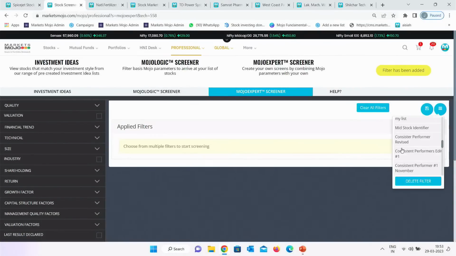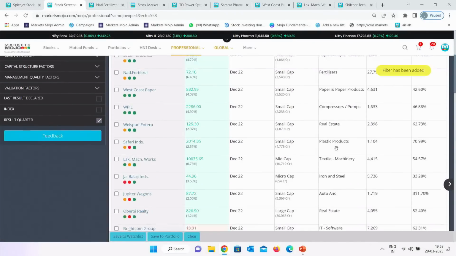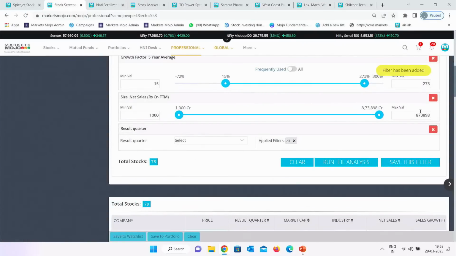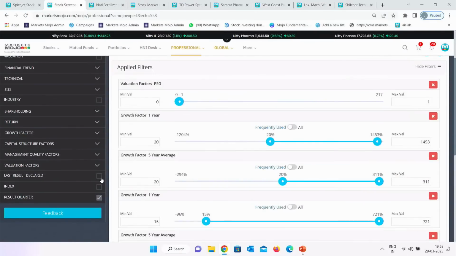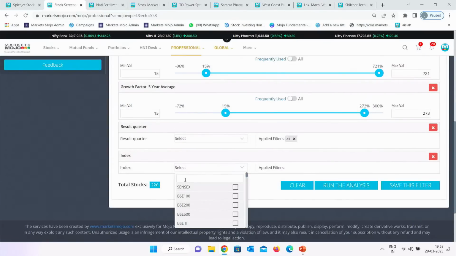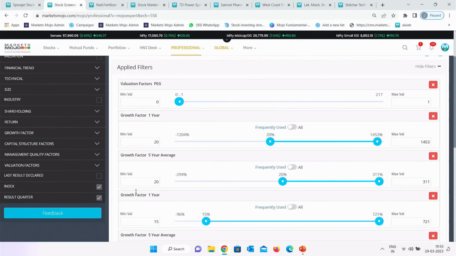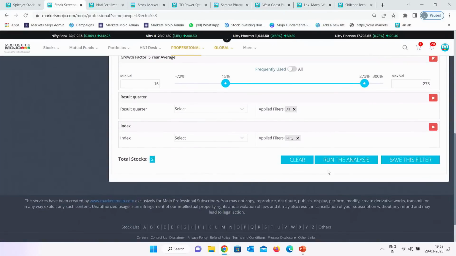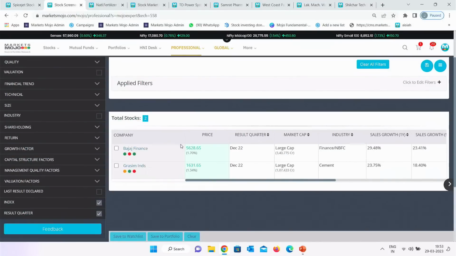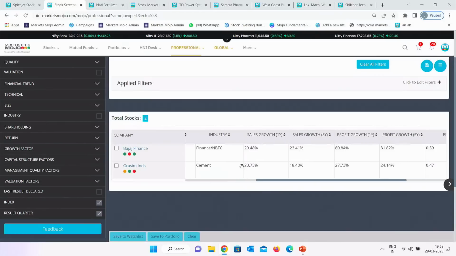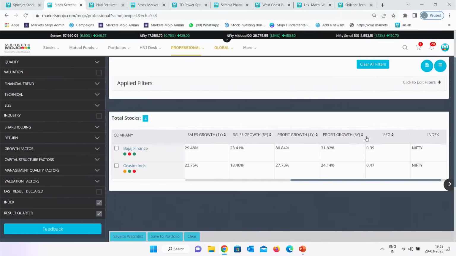So I'll select the pure GARP approach I made over here. Okay, I'll just remove this sales filter. Now you said Nifty 50, so I'll go to index and select Nifty 50. Two stocks. Two stocks in Nifty 50 follow this approach. Let's look at them. So we have Grasim, we have Bajaj. Now both of them have a PEG ratio less than 1. Profit growth is excellent. Sales growth is also good.